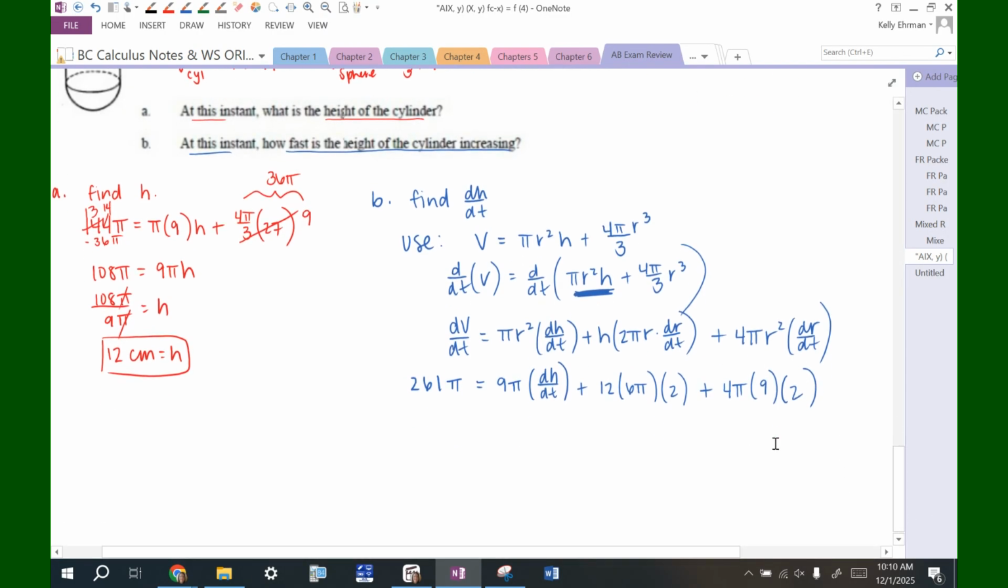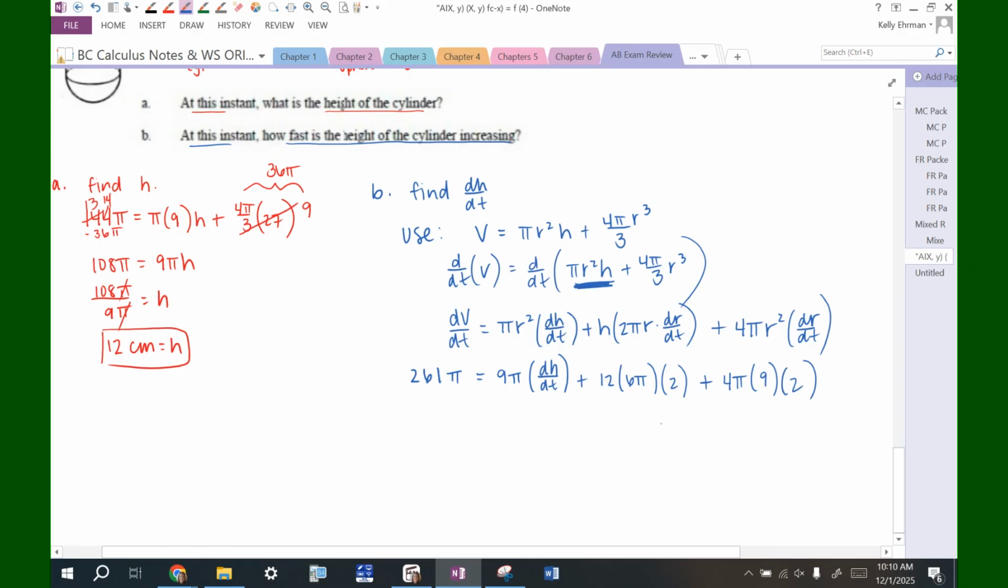Oh my gosh, okay. I don't know if this is calculator or not. I do know that we don't have to simplify this very much, but I'm just going to. So this is 12 times 12, so this is 144 pi. This is 8 times 9, which is 72 pi. Those added together will be 216 pi. Have I done my math right? I think so. So if I subtract 216 pi from 261 pi, what do I get?